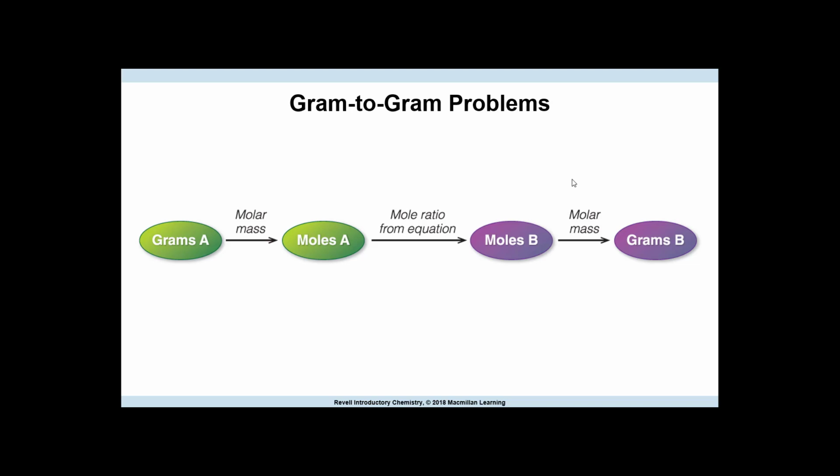So basically, when we have a gram-to-gram problem, you can't just go from grams to grams. You have to get from grams to moles, then the ratio between these, and then back to grams of whatever the substance B is, using the molar mass.